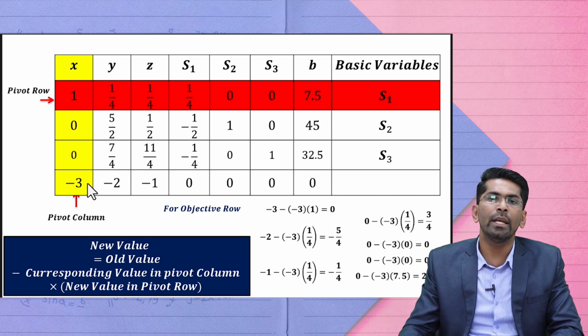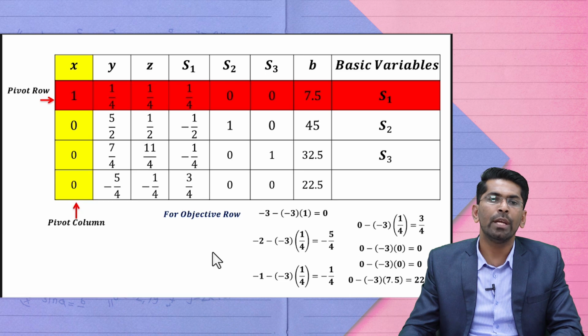So I am going to replace the old values in the objective row by using the new calculated values. So it will become 0, minus 5 by 4, minus 1 by 4, 3 by 4, 0, 0, 22.5. Now we have a new simplex table here.